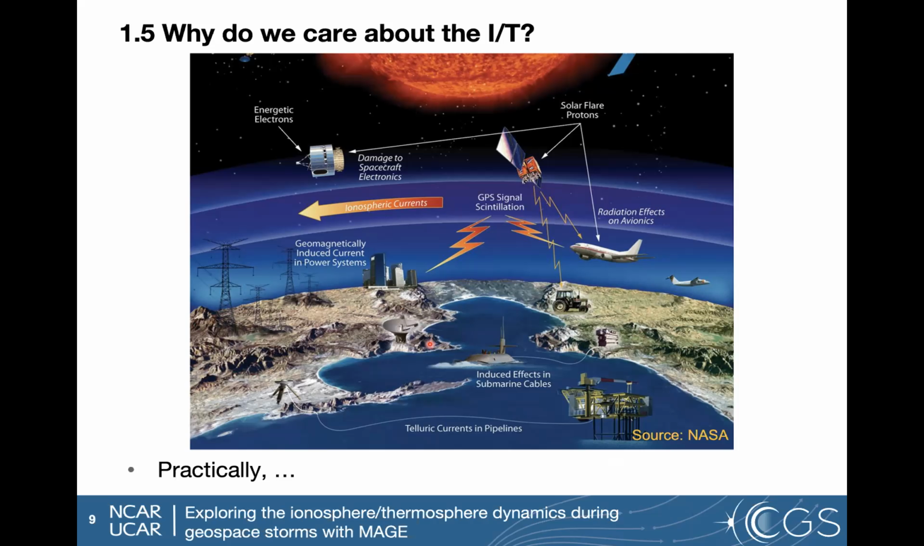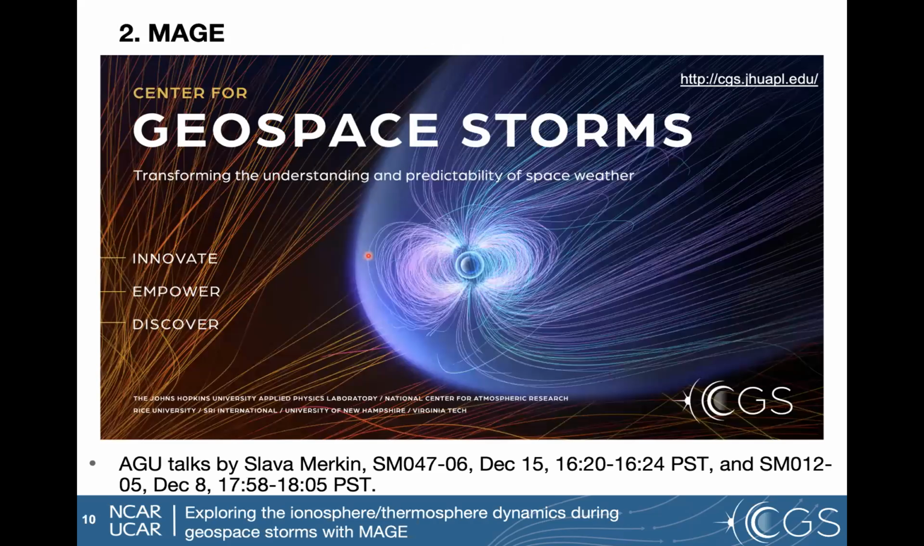Of course, currents in the atmosphere could also impact oil tubes or cables and the power grids on the ground. So as a brief summary, both scientifically and practically, the atmosphere thermosphere is a very important region that we need to have a good understanding of. So that's pretty much enough of the background.